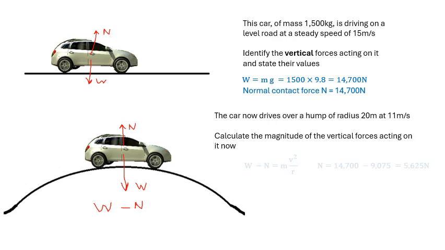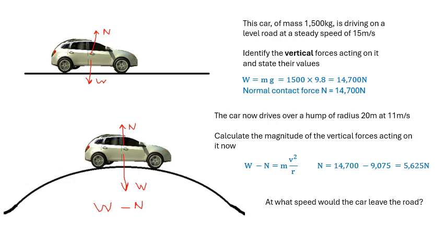So W minus N equals mv squared over r. Rearrange that for N, and we get N is 5,625 newtons. Notice that the normal contact force is smaller. And in fact, if the car goes faster, then the normal contact force will get even smaller.